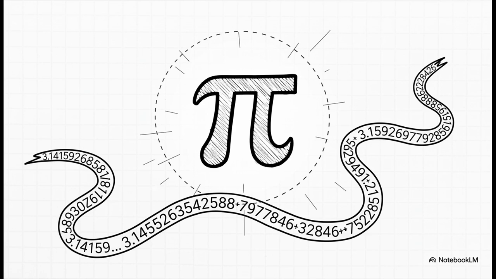We all learned about it in school for finding the circumference of a circle. But its true identity is that its decimal, 3.14159 and so on, just keeps on going for trillions of digits with absolutely no discernible pattern.